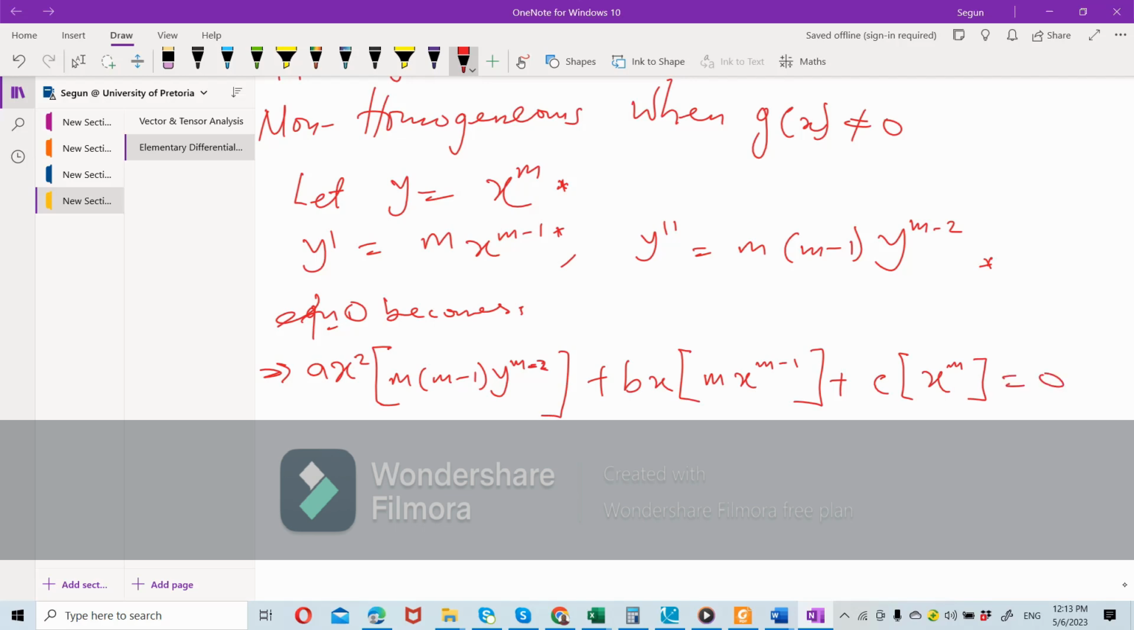Don't forget, we are looking at homogeneous now, meaning our g of x is equal to 0. So at the end of the day, we can open the brackets and see what we can bring out of this. But another thing you need to check, in this case, we still have y here. We need to change this y. Remember our y is what? x to the m. So you need to change y to x to the m.